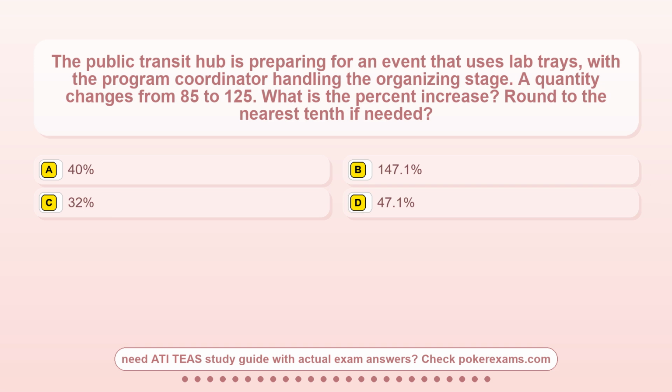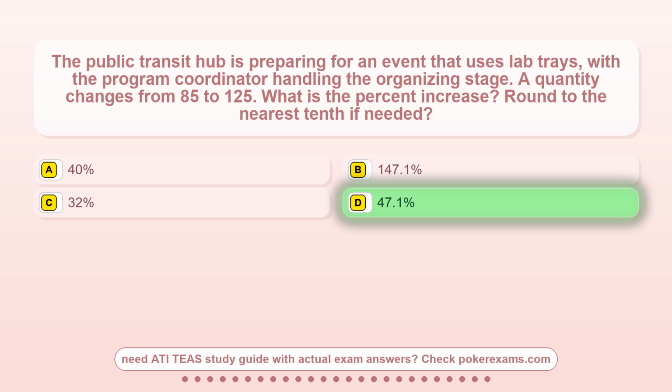Question 13. The public transit hub is preparing for an event that uses lab trays, with the program coordinator handling the organizing stage. A quantity changes from 85 to 125. What is the percent increase? Round to the nearest tenth if needed. Option A, 40%. Option B, 147.1%. Option C, 32%. Option D, 47.1%.